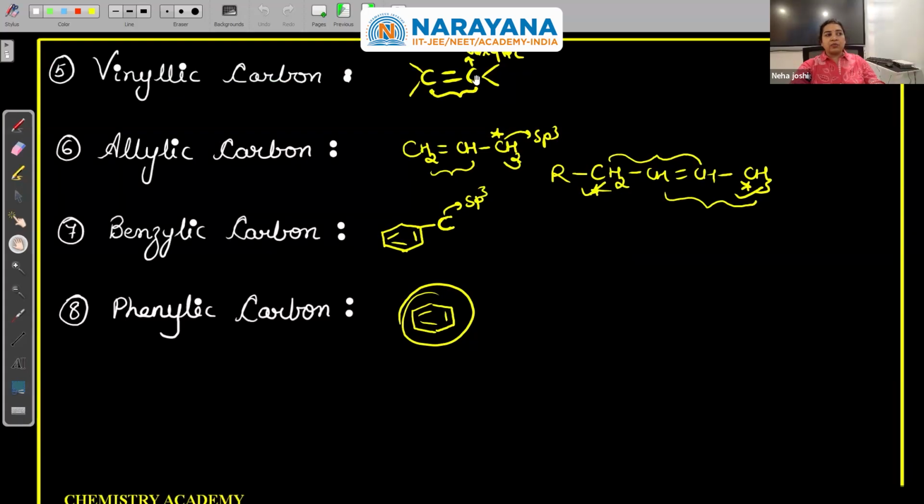Vinylic carbon, carbon double bonded carbon. This carbon is called vinylic, any of these, and not this one or this. Any of this double bonded system, we take one carbon, will be referred to as vinylic carbon.